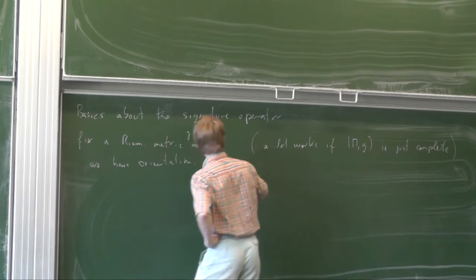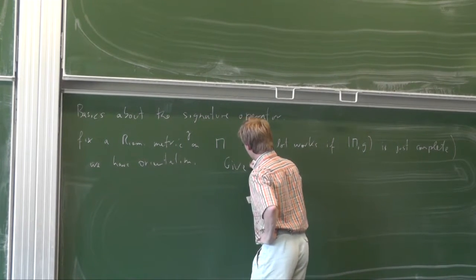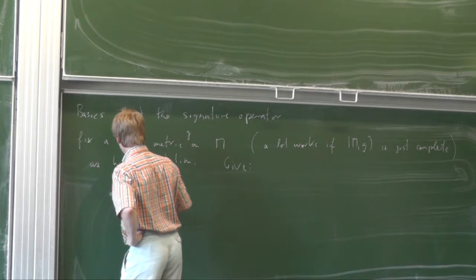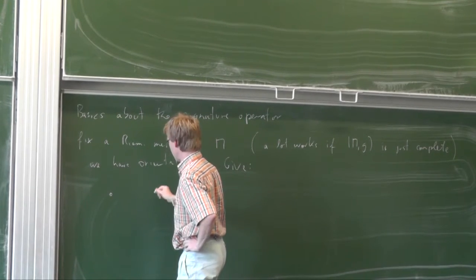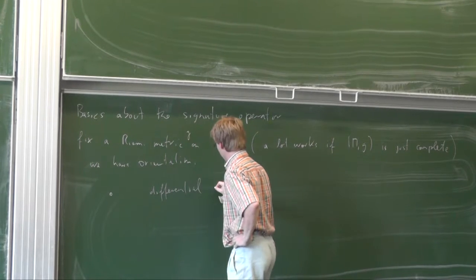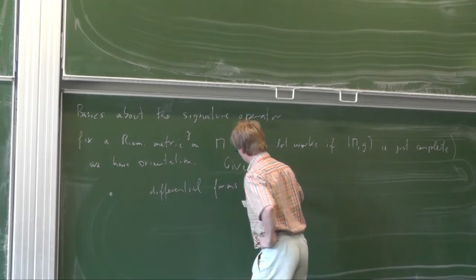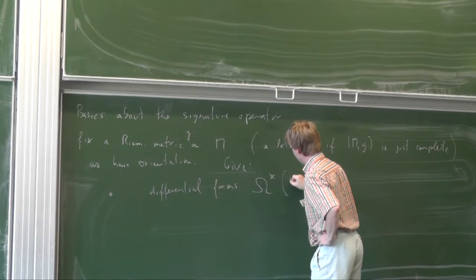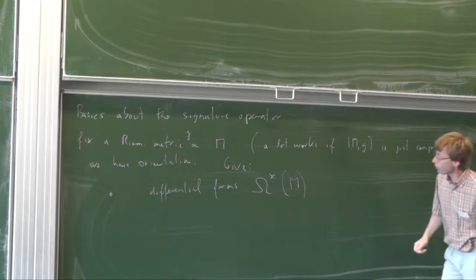So that gives us a lot of things. So one of the things we have is the differential forms of M, so smooth differential forms.